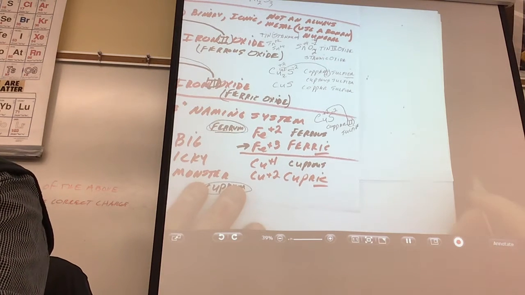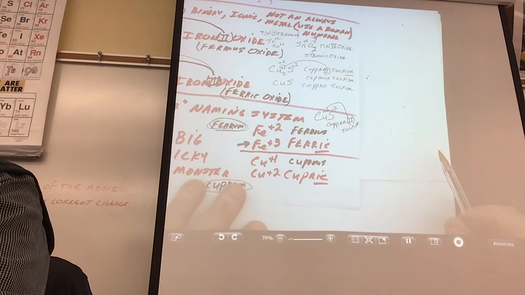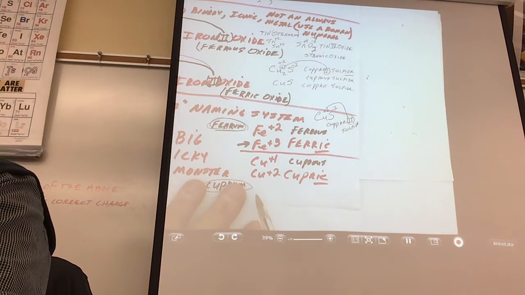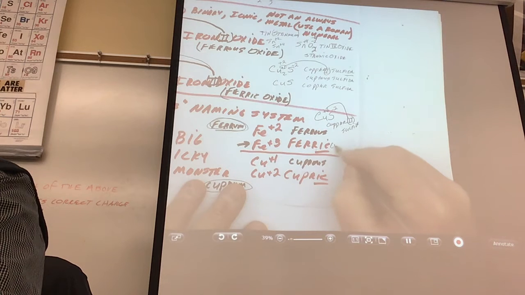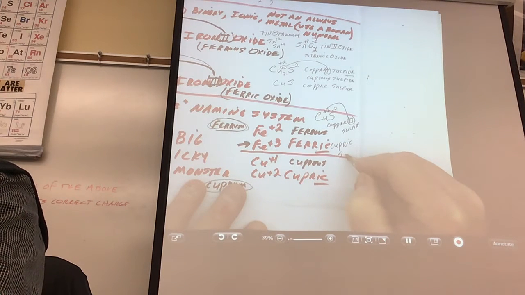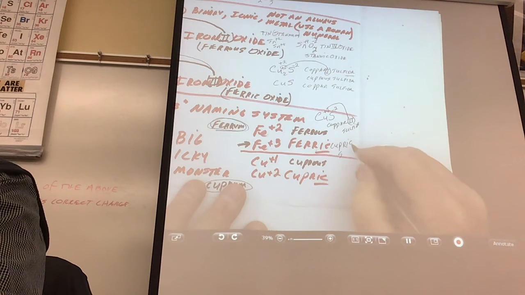All right, so what's the other name? Yeah? So it's going to be cupric. He's the big, icky copper, isn't he? So it's going to be cupric sulfate. Cupric sulfate. Yeah, huh? I mean, not sulfate, sulfide, I'm sorry. Did you say sulfide? Yeah. Okay.